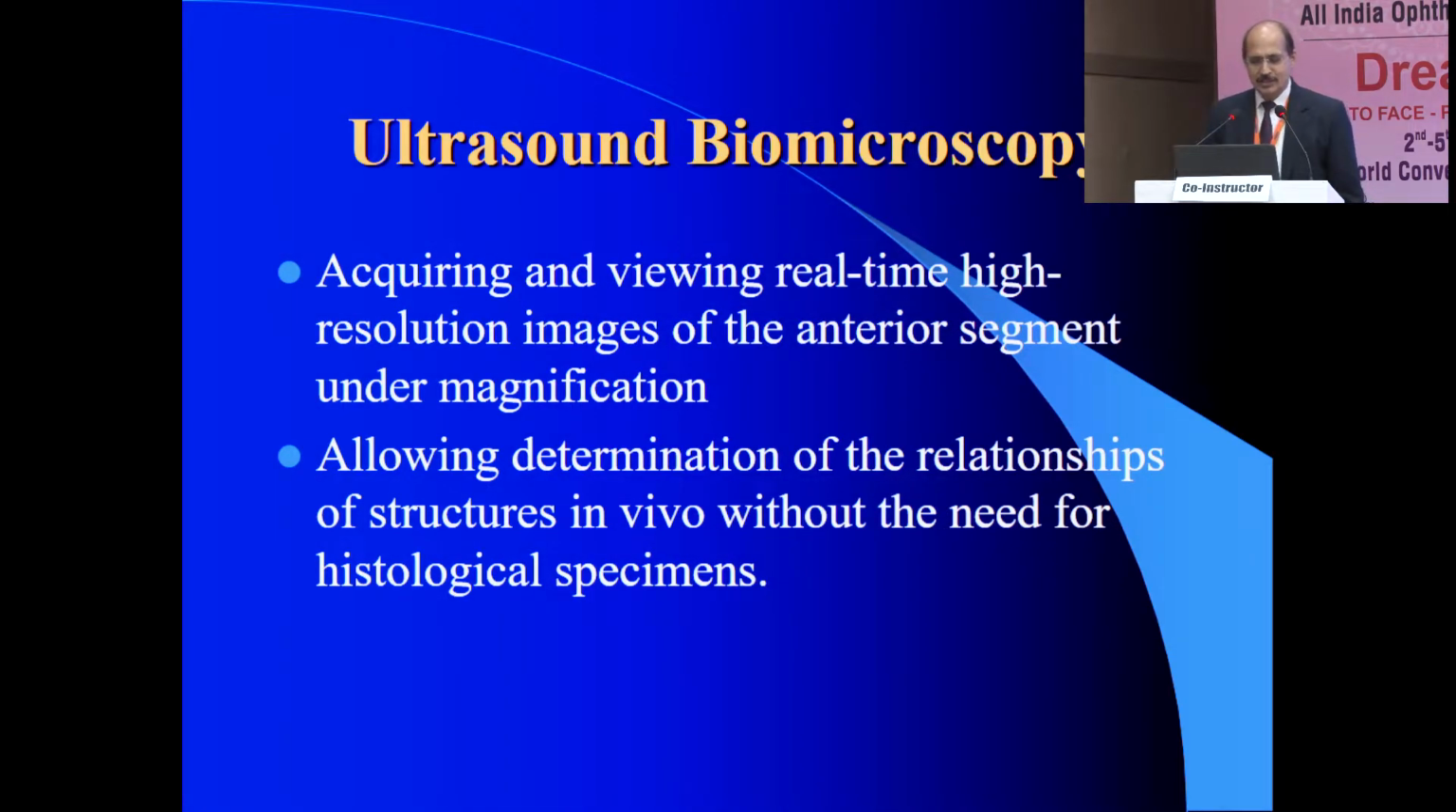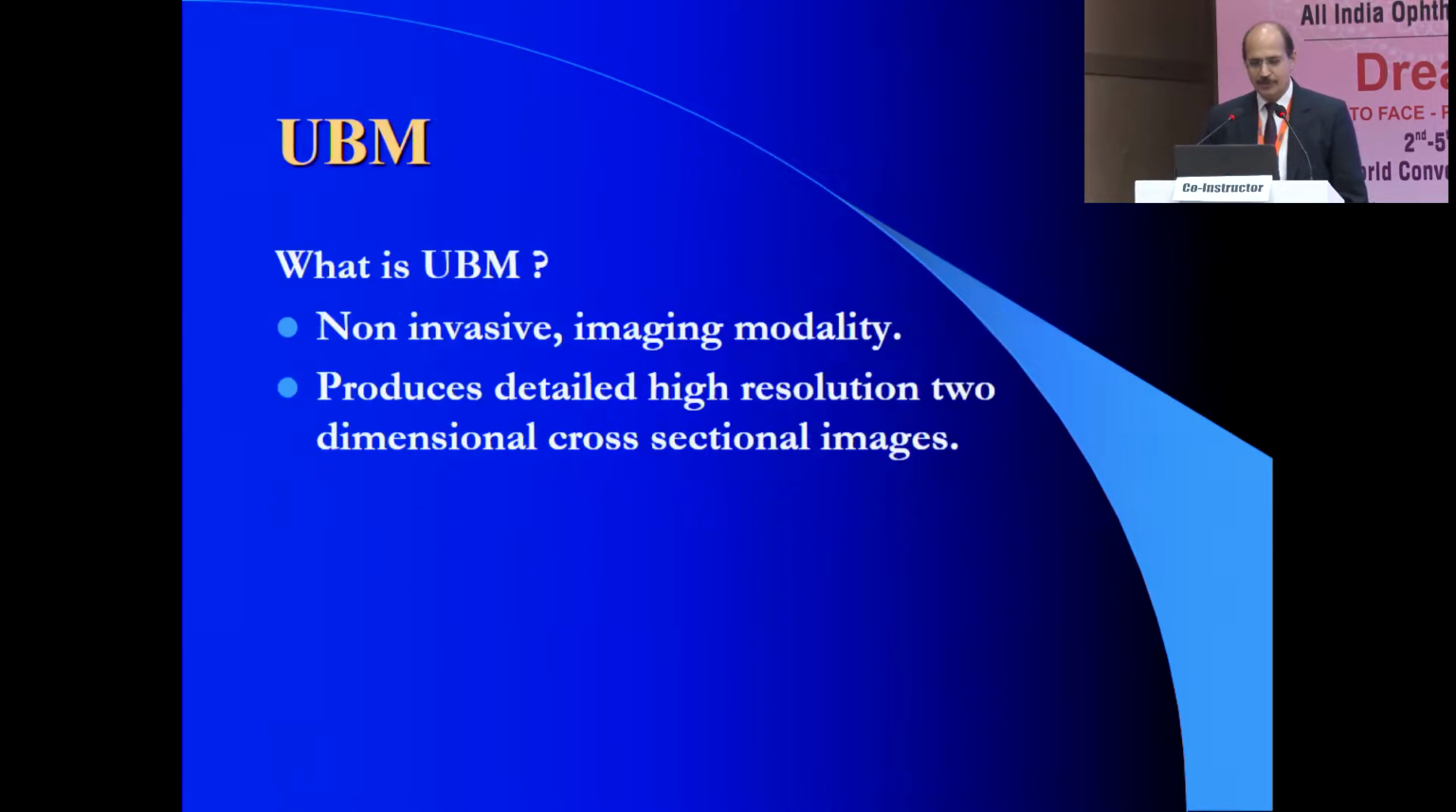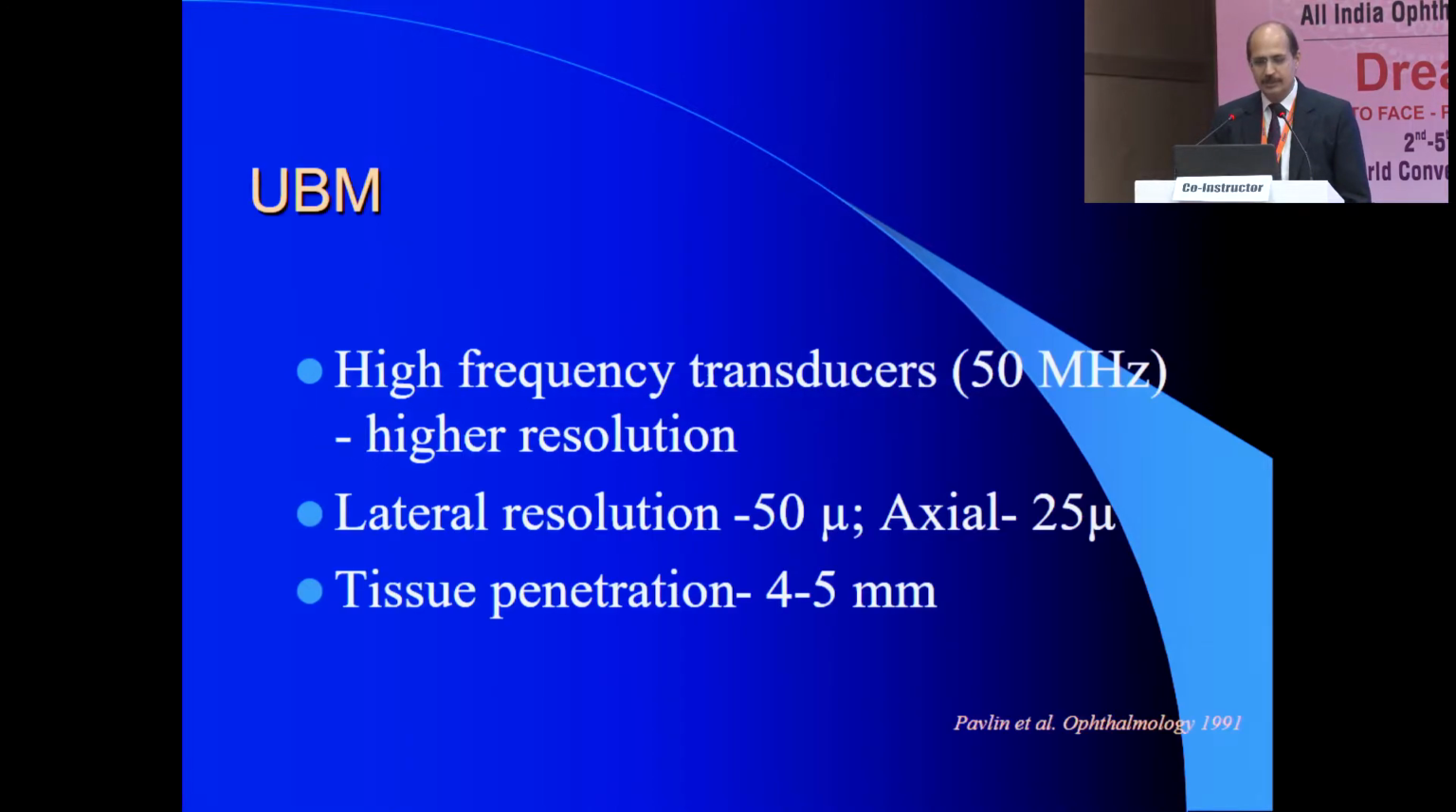This helps us acquire and view real-time high-resolution images of the anterior segment under magnification, and that allows us to determine the relationship between different ocular structures in the anterior segment, especially related to the angle. This is a non-invasive imaging modality and produces high quality images, two-dimensional of course, but clinically very useful. Typically you have about a 50 megahertz frequency probe, but it could be higher or lower.